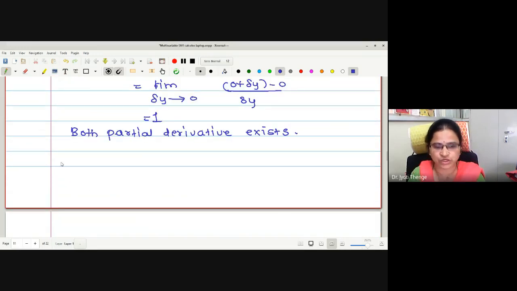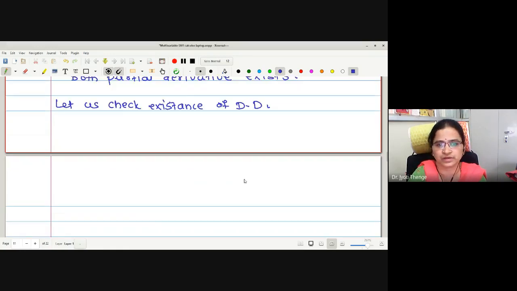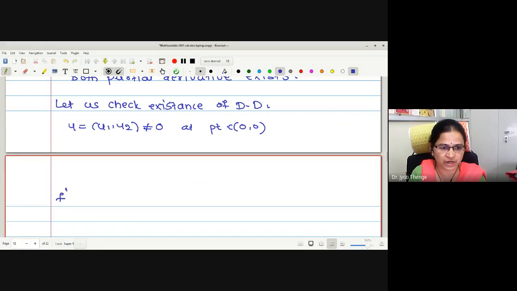Now it's time to check the existence of directional derivative. In which direction will we consider this? Let me consider the direction u defined to be u1, u2, not equal to 0. And at which point will we check? At the origin, because we have checked the partial derivatives at the origin. So let me write f dash of 0 comma u.